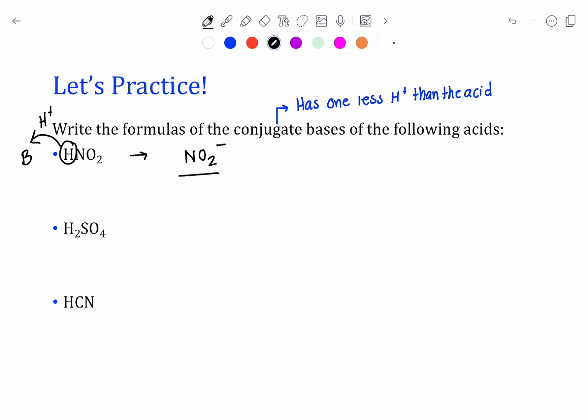Now pause your video and try this for the last 2 examples here.